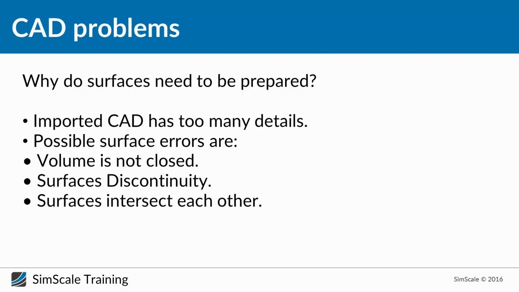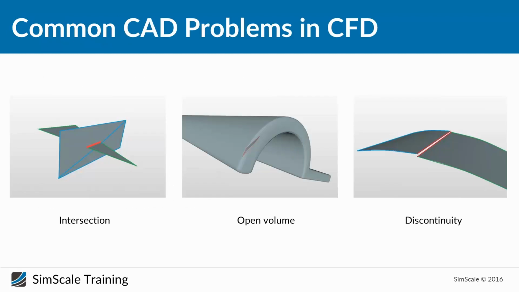And we have surfaces that intersect with each other. To illustrate this, we have here in this slide some figures so we can explain the idea in more detail. First of all, let's start from the left side, intersection of surfaces, and this is the most common problem in CFD.